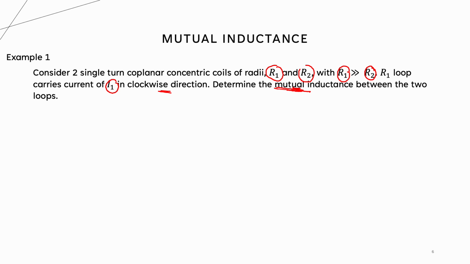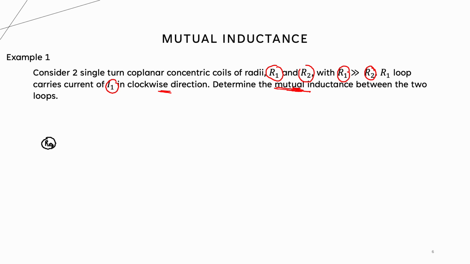If we illustrate the structure, R1 is much larger than R2. This is going to be our R1, sorry, R2. This is R2.